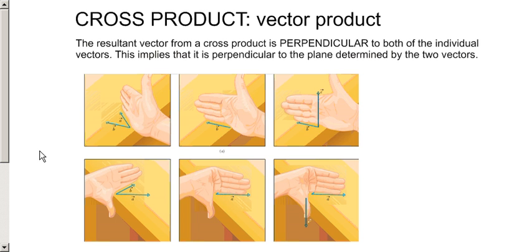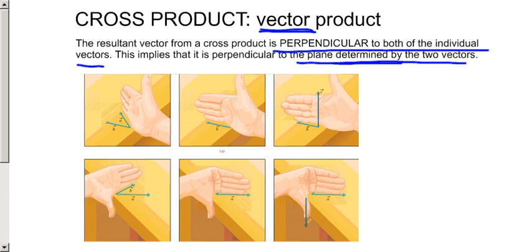So as I said before, the cross product results in a vector. So we're going to multiply two vectors together, and we get a vector back. And what's really cool about the cross product is it returns a vector that is perpendicular to both of the individual vectors. Or in other words, it's perpendicular to the plane that was determined by the two initial vectors. And we can think about that in terms of, we've got two vectors on some table here, A and B, and the resultant vector is going to be perpendicular to both, so it would be coming straight out of the table.